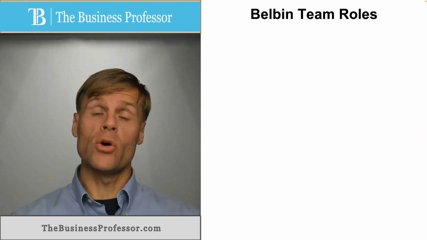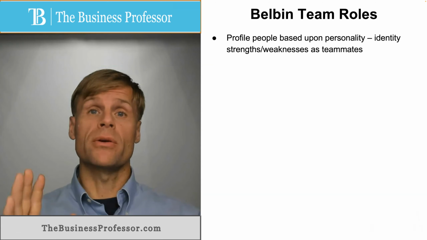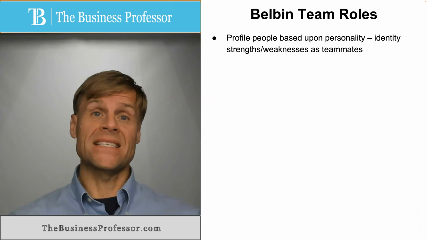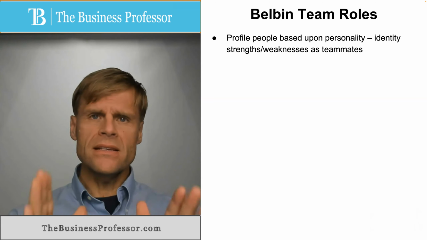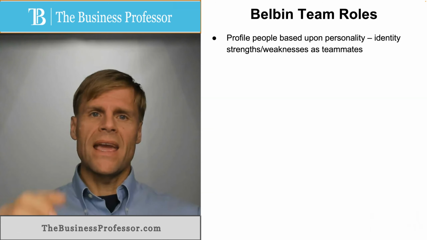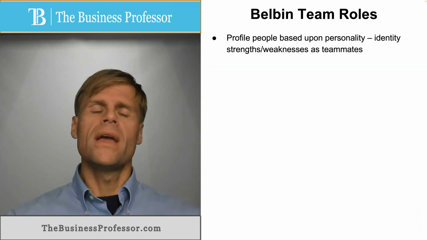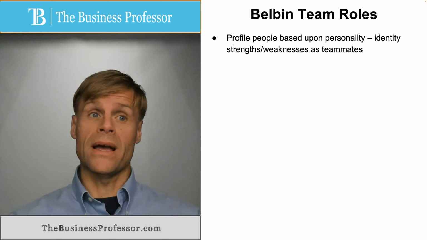What are Belbin team roles? Well, these seek to profile people based upon their personality to identify what strengths or weaknesses they may possess as potential teammates or members of a team. Generally, this approach breaks individuals into three groups and then subdivides those three groups into three subgroups. So in total, there are nine individual roles that an individual might assume or fit into within a team.